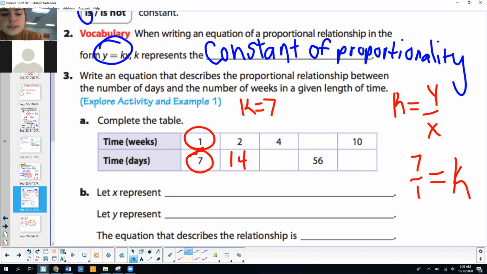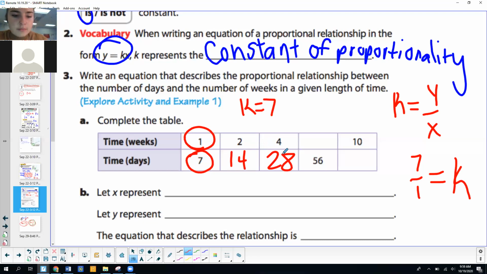So 4 times 7. I'm noticing here we skipped 3. So we're going to do 4 times 7, which gives us 28. And then over here we've got 56. So we've got our y, but we don't have our x. So all we do is we do 56, and we're going to divide by 7.